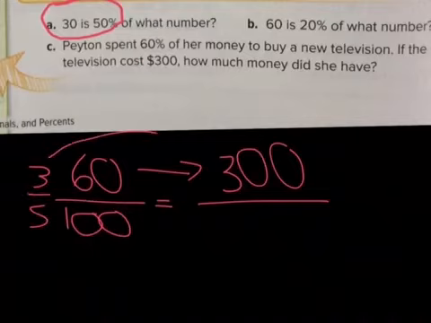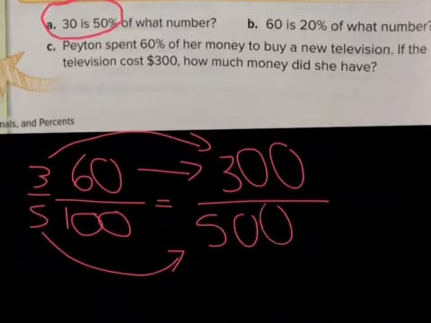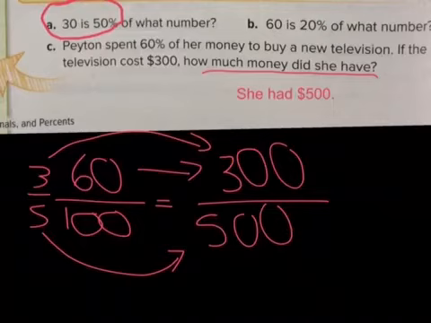What did I do to the 3 to make it 300? Do the same to the 5. Well, as far as I can see, I just added 2 zeros, didn't I? So let's just do the same to the 5 and add 2 zeros. So how much money did she have? She had $500. Okay, again, this is not the answer. Please, please, please do not make this the answer. This is just a fraction. I need the actual answer, the number.